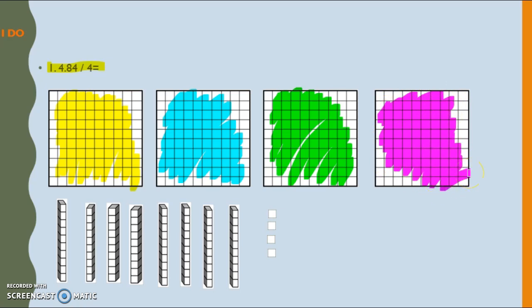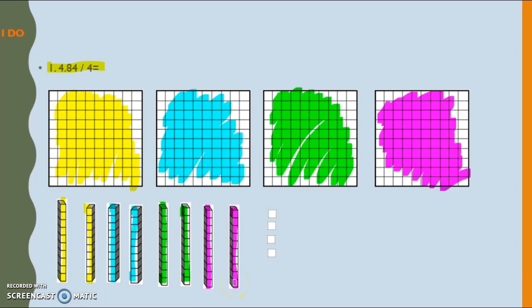Next, we will divide our rods. If we have 8 rods and we need to divide them into 4 groups, we can put 2 rods in each group. Let's shade our rods here. 2 yellow, 2 blue, 2 green, and 2 purple.